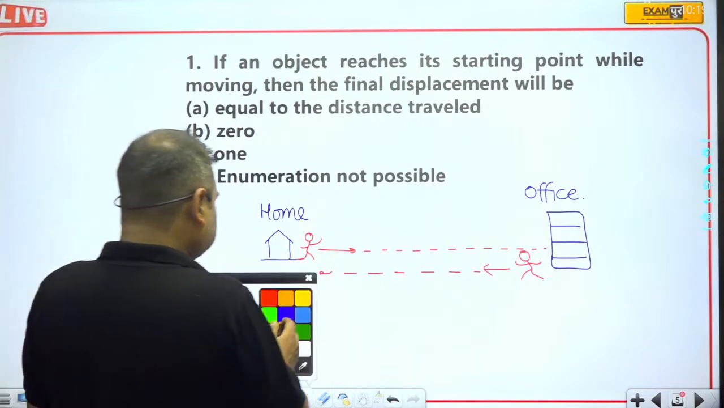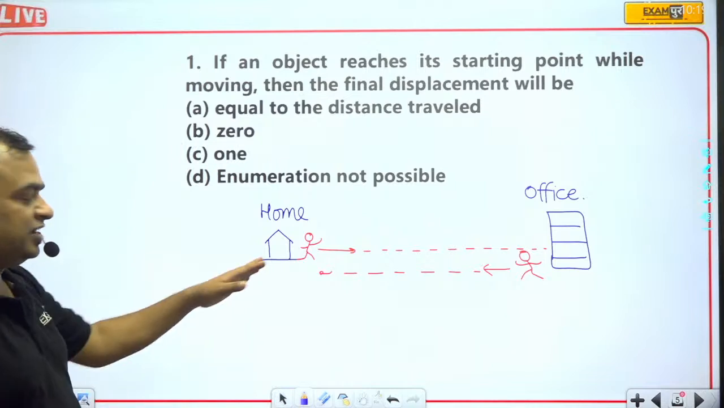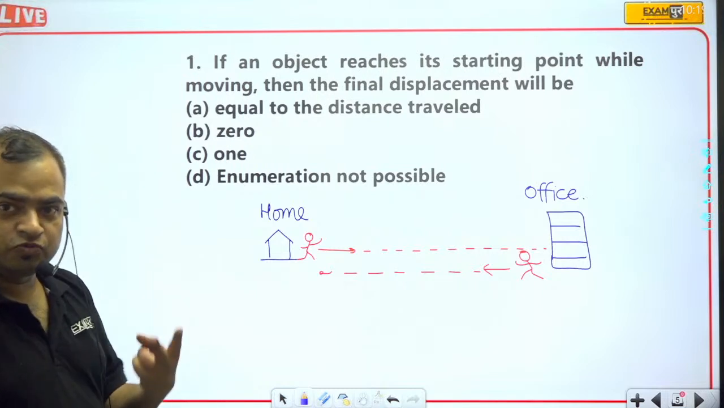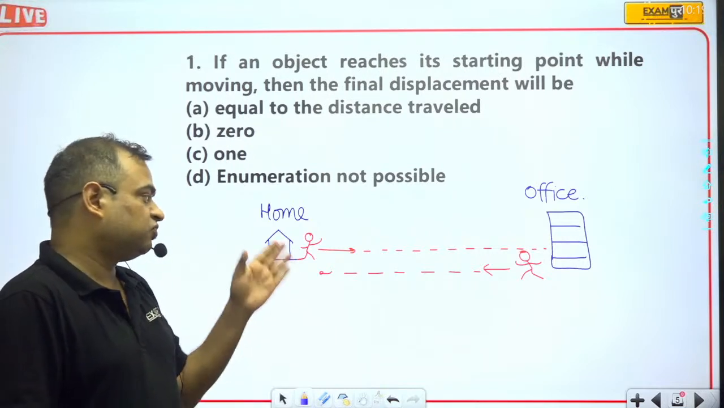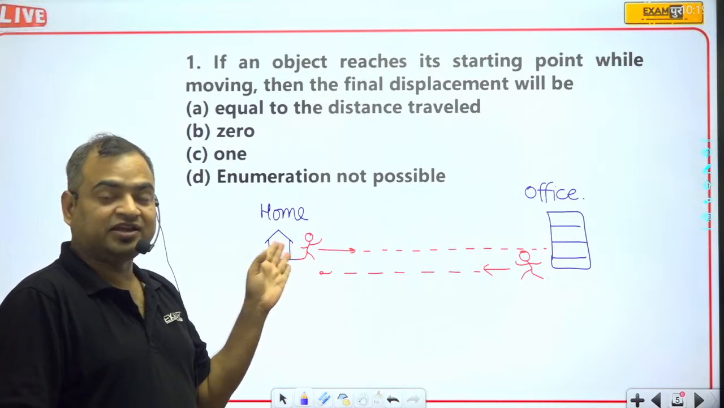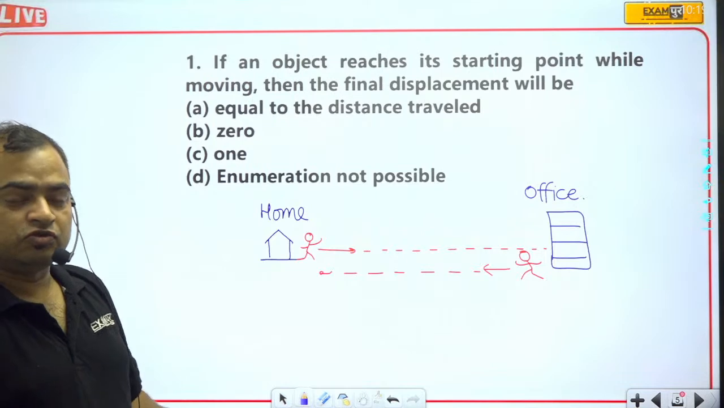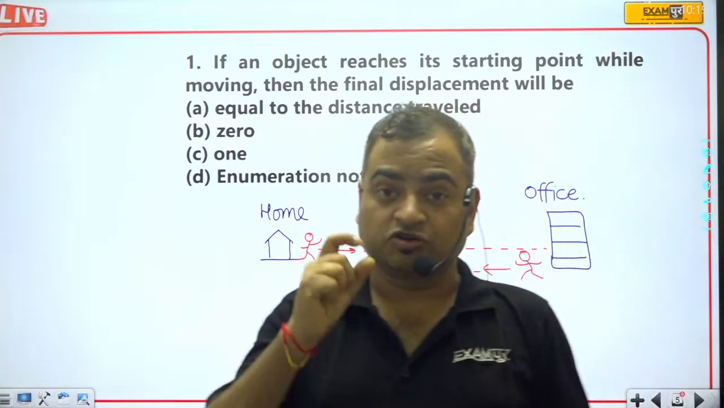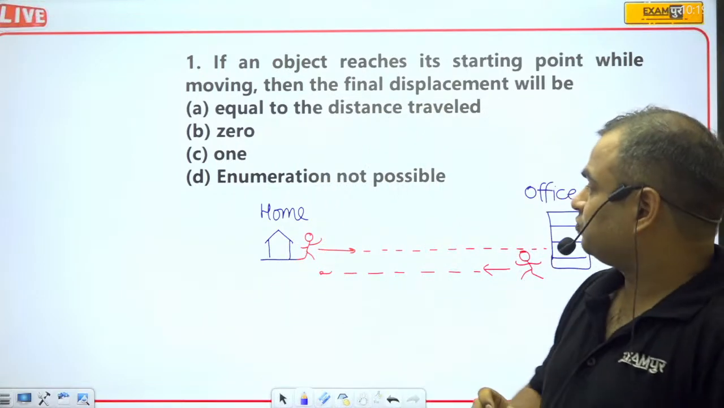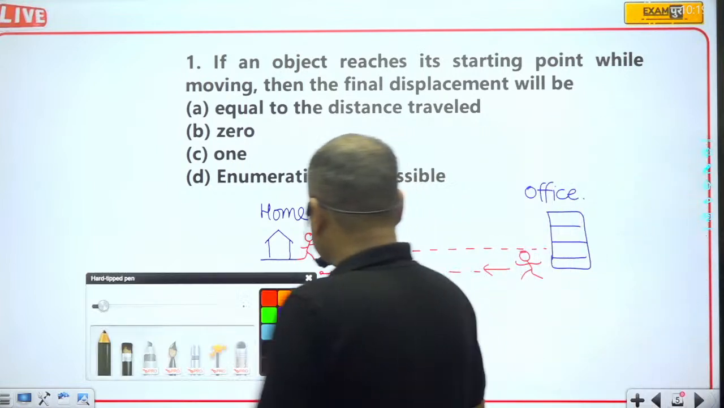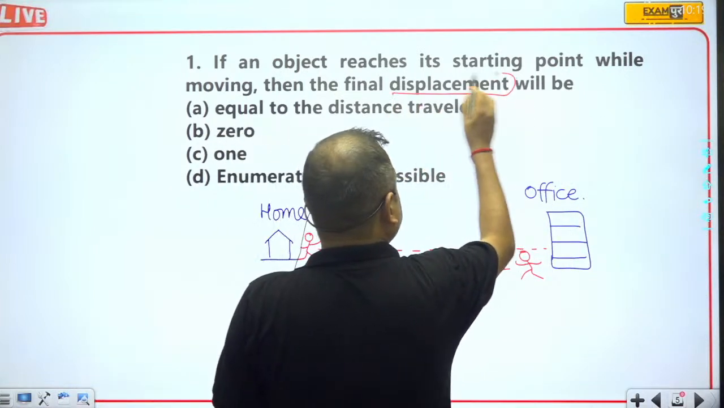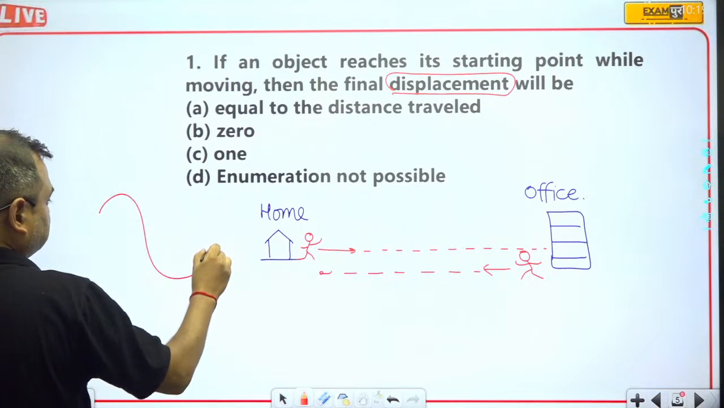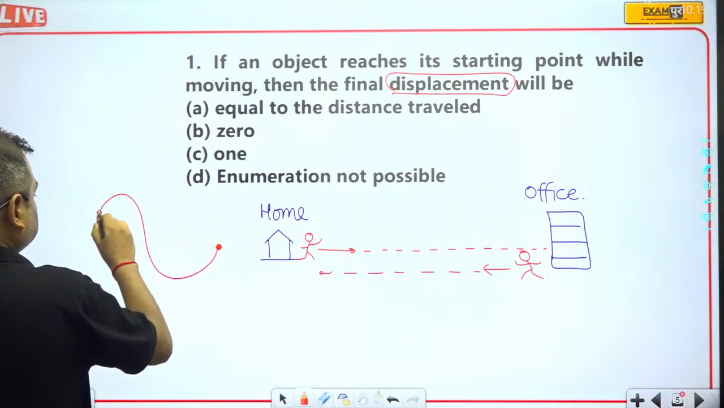Then we can say that the net displacement of the man will be equal to 0, because displacement depends upon 2 points: one where the motion has started, and the other is the finishing point. Displacement is actually defined as the shortest path length between 2 points. Here in this question, displacement is being asked, and displacement can be defined as the shortest path length between 2 points.